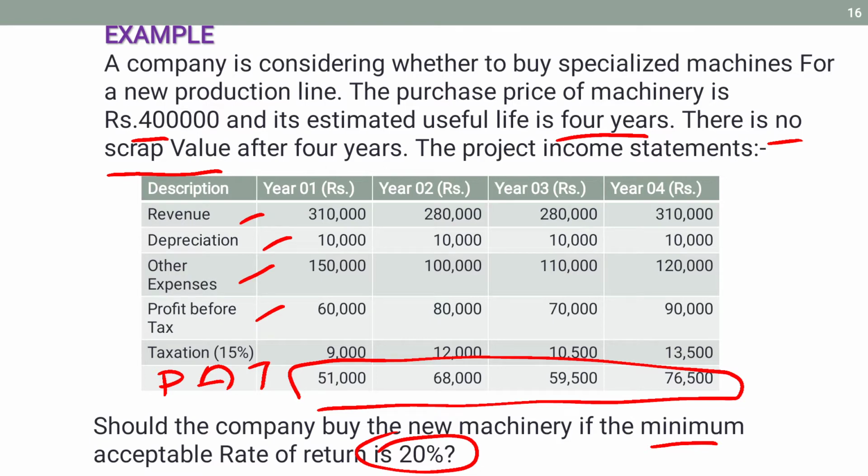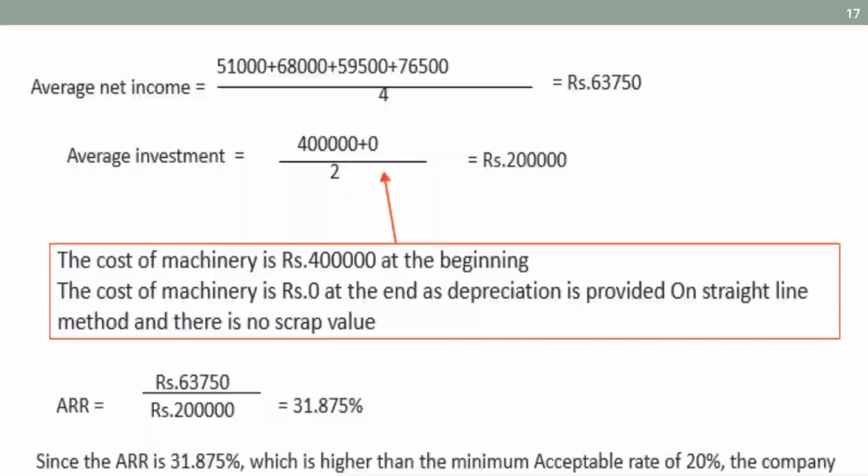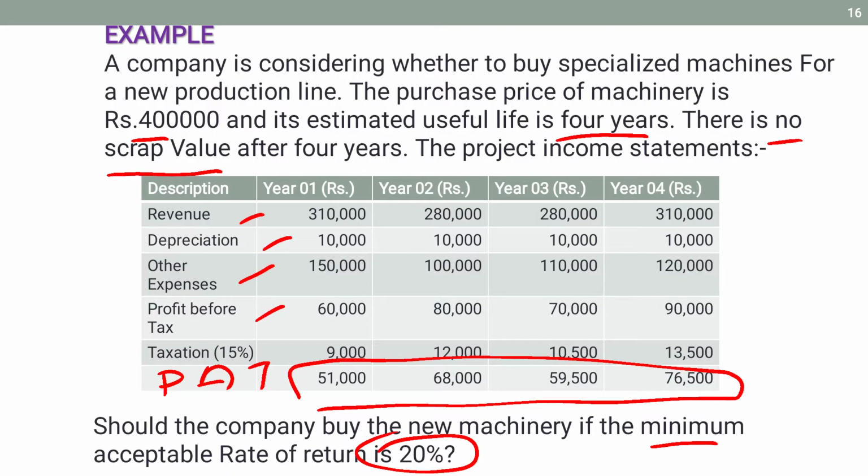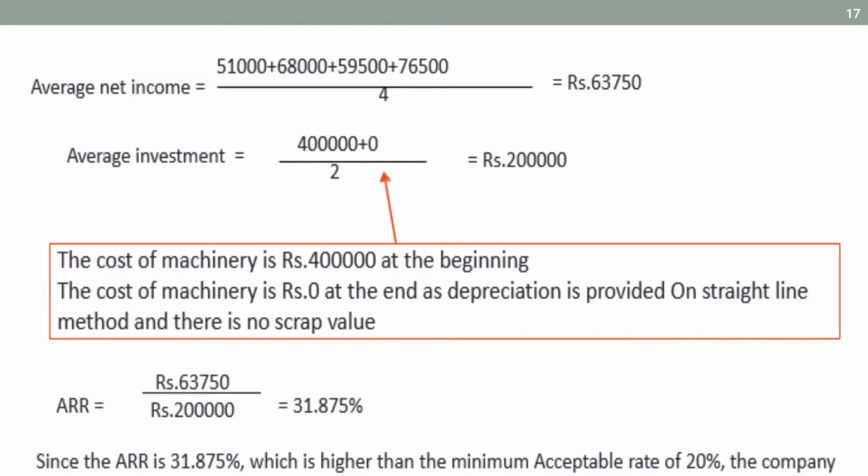Okay, let's do this calculation, right? I'll sum it up: 51,000, 68,000, 59,500, 76,500, right? Sum it up and divide by the lifetime of the project, that is 4 years. So you get the average amount. Average investment, at the beginning you have to invest 400,000. There is no scrap value, right? Thereby divide by 2, it's 200,000. If there is a scrap value, you have to deduct it and then divide.